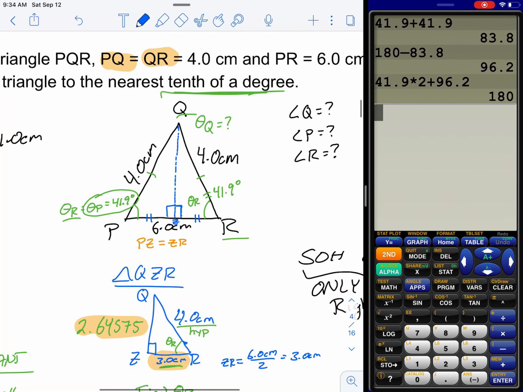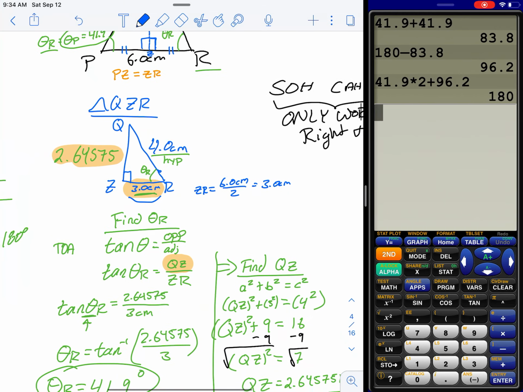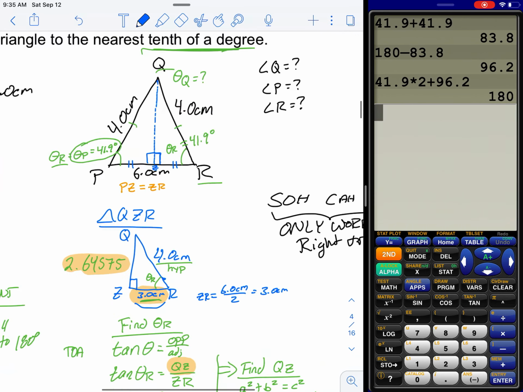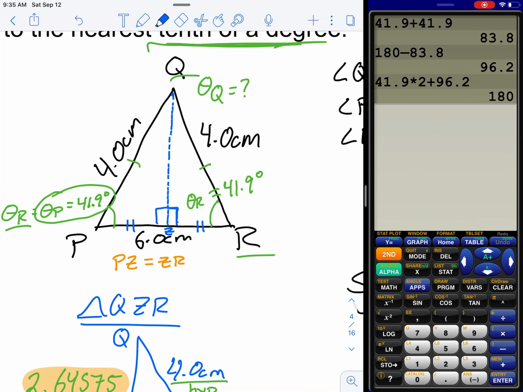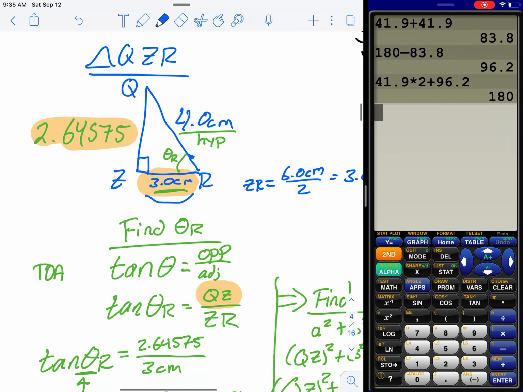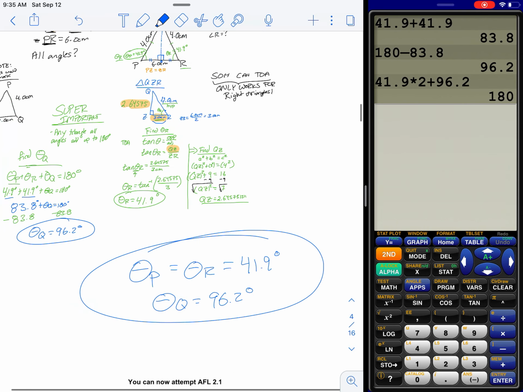So remember, recap. This is a hard question. We had to make another line to create two triangles. We had to divide by 2 to solve for a length. And then we could solve for our angles. We had to know rules of isosceles triangles. But remember, if you didn't remember that, you could have technically solved for P by creating this triangle, but it would be the exact same thing you just did to find angle R, okay?